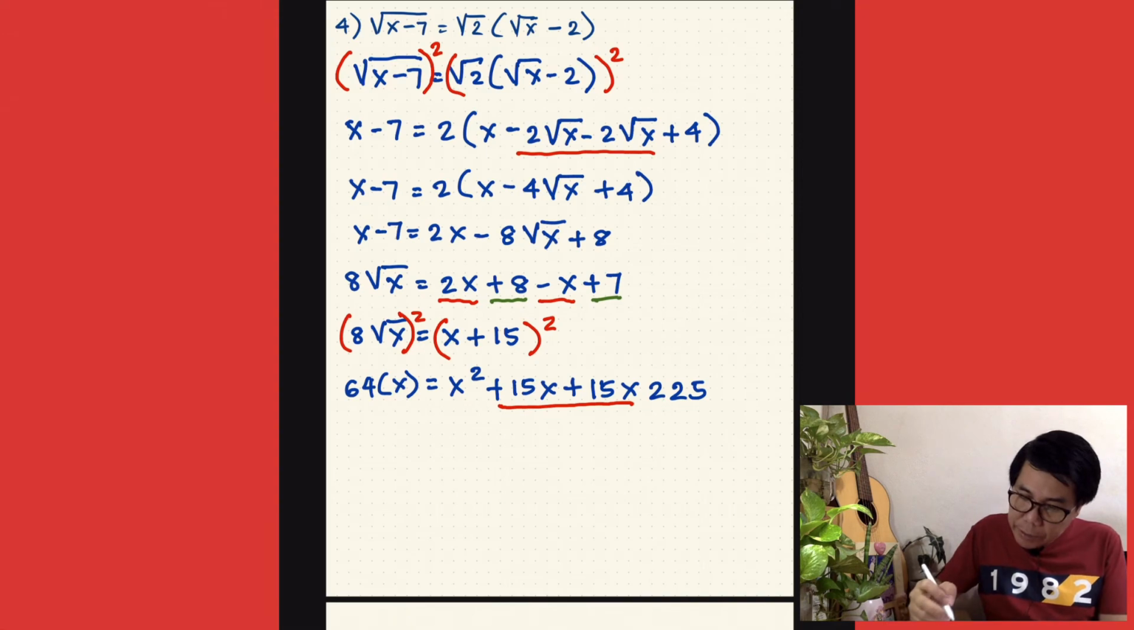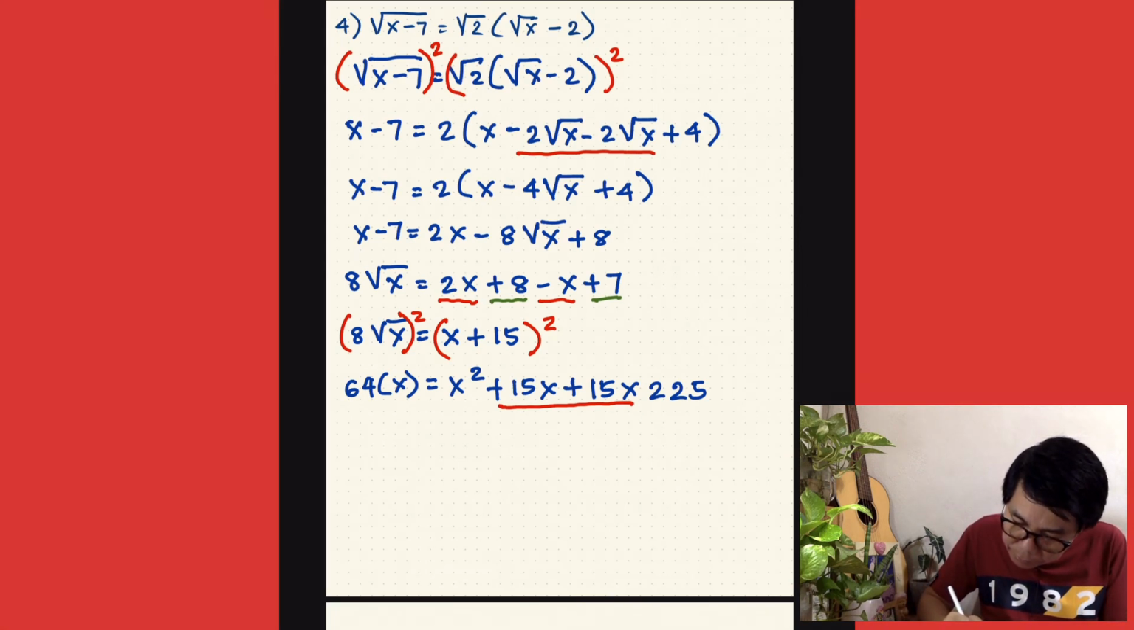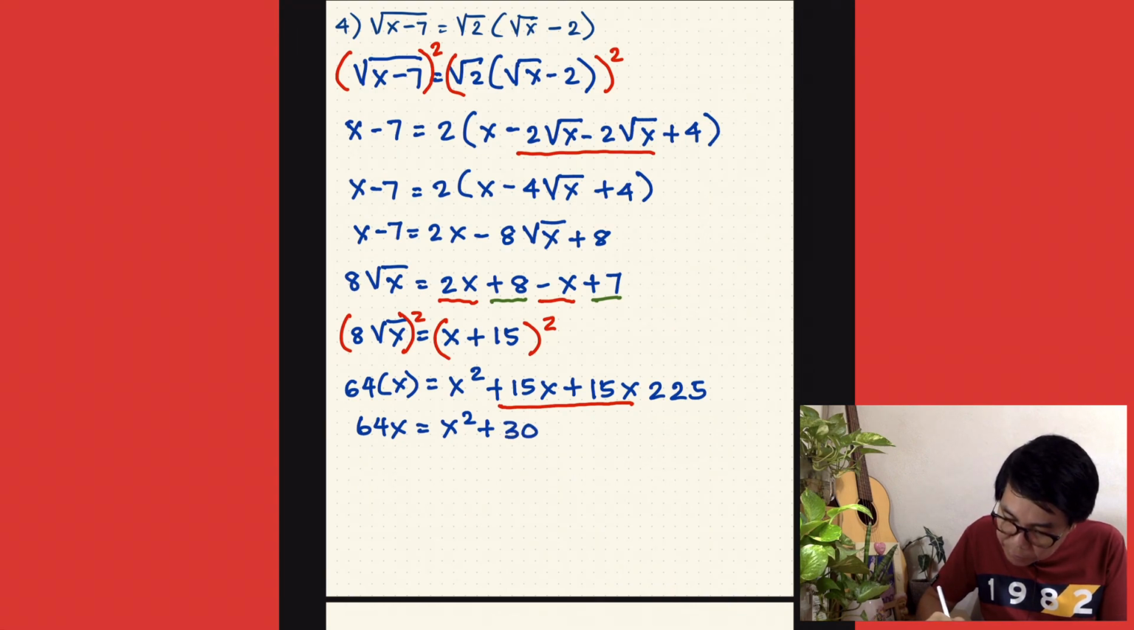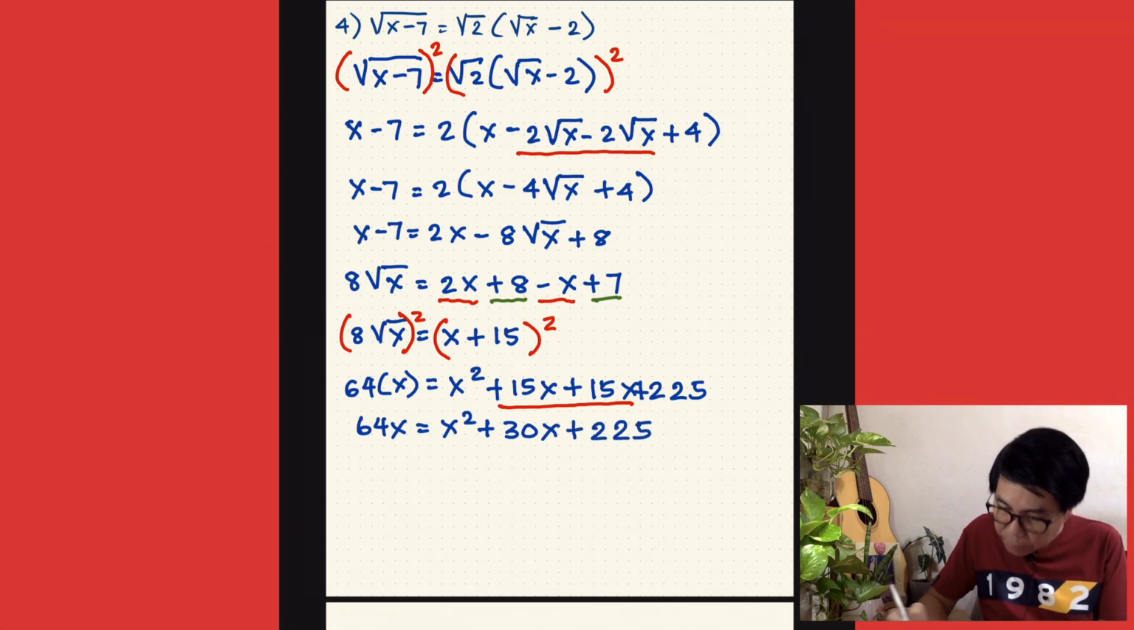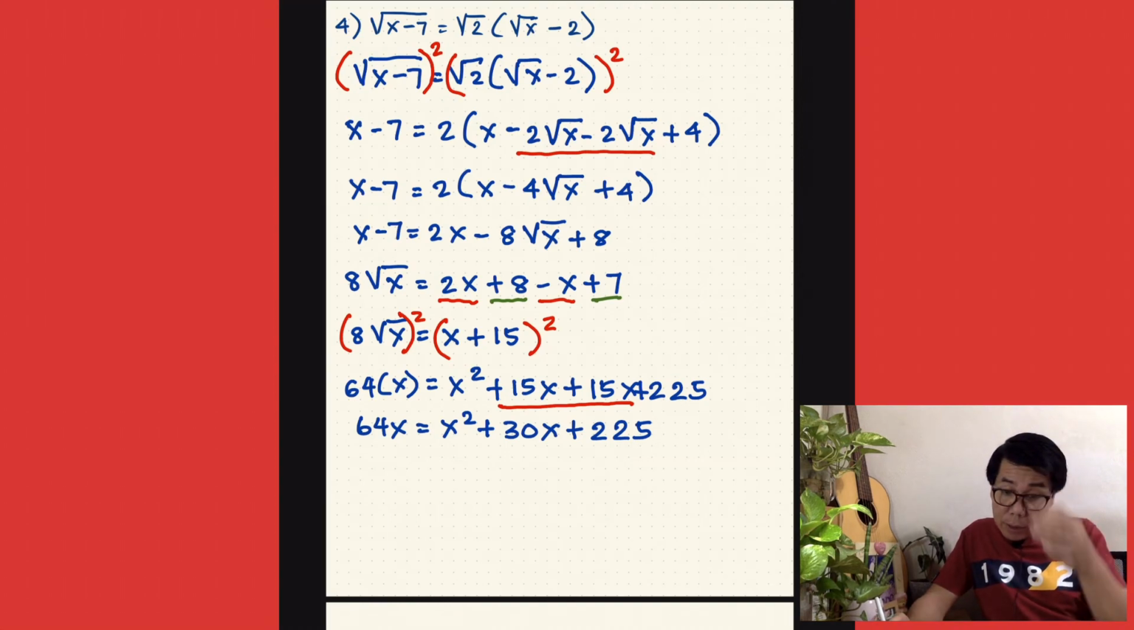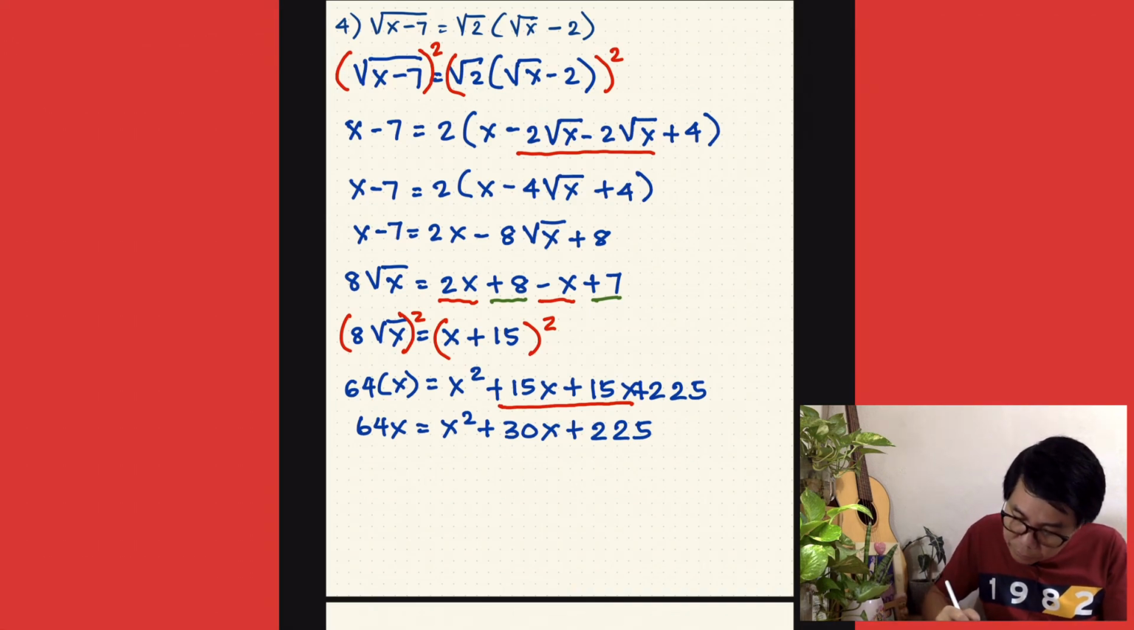Now we have to tidy up the equation again on the right side. So we distribute for the left side. 64 times x is 64x, equal to x squared plus 15x plus 15x is 30x, plus 225. Now what we are going to do is put everything on the right side.